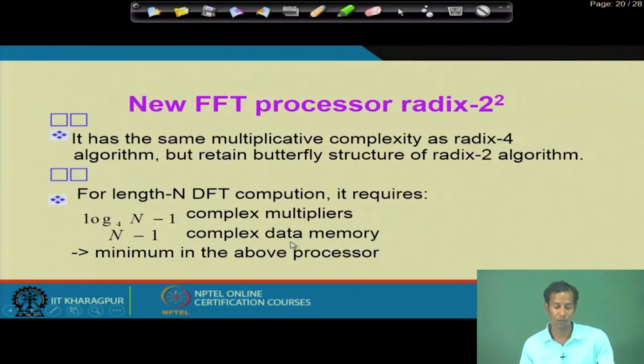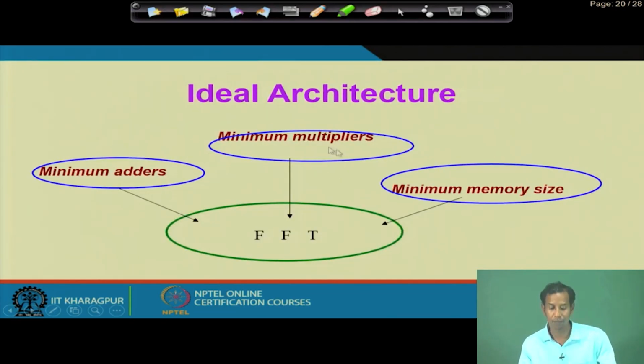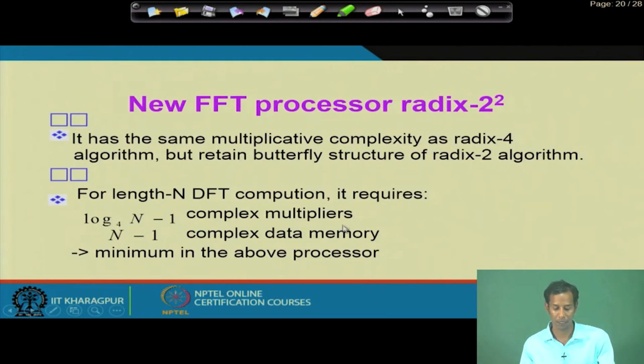So, we have to develop FFT processors that are enhanced, and that can use the minimum number of resources as well as the minimum memory, to get the advantage in terms of speed, power and area.